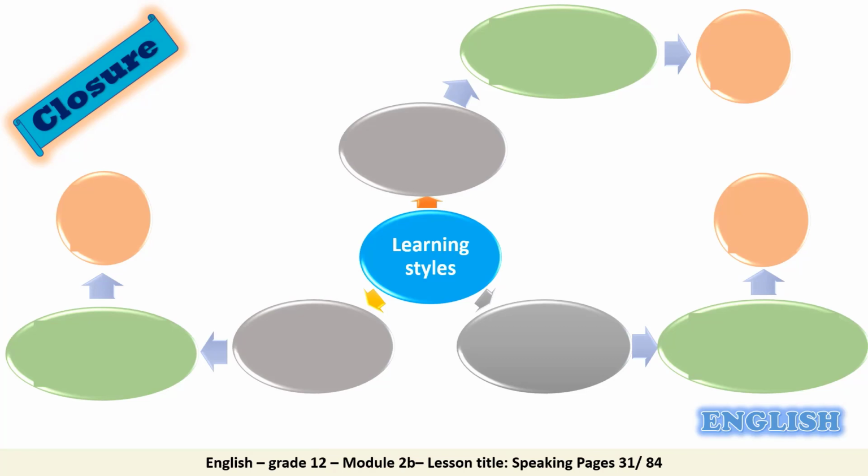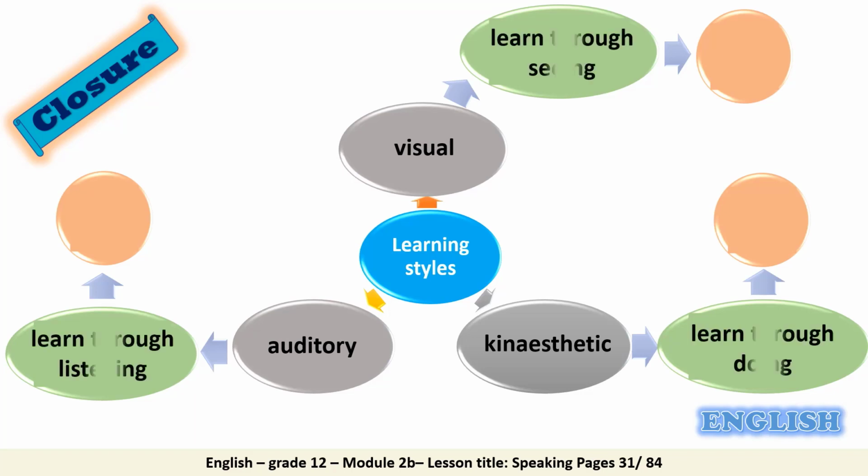Since it's all about learning styles, listen to my instructions and follow them properly. First, on a piece of paper, draw the following mind map. Then, on the gray circles, write the names of the 3 learning styles. On the green ones, write a brief definition of each one of them. Finally, on the orange circles, provide at least one example for each.